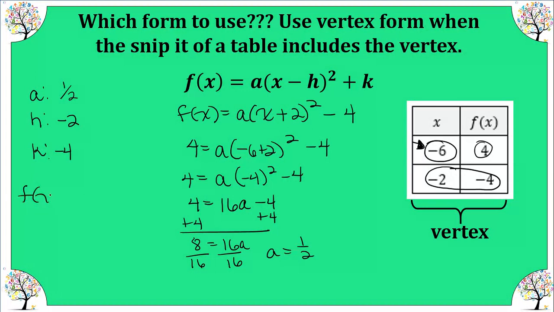So when we write this in our vertex form, our a value was 1/2. We have x minus -2, which is really x plus 2, minus 4. And again, we could rearrange this and convert it to standard form and factored form if possible.